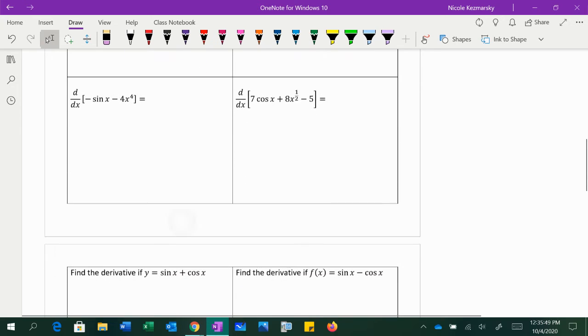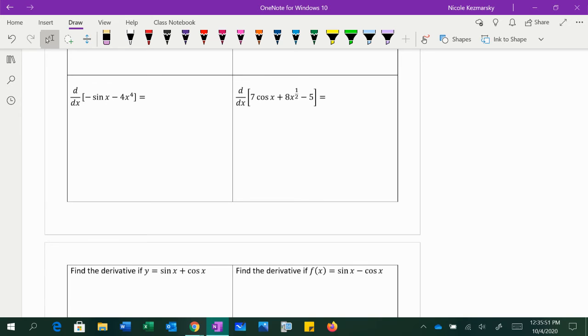Then I'm going to take the derivative of negative sine of x minus 4x to the fourth. So the derivative of sine is cosine. The negative sticks around, so that's going to be negative cosine of x. And then I'm going to have minus 4 times 4 is 16, so this is the constant multiple rule. And then x to the 4 minus 1, which is 3.